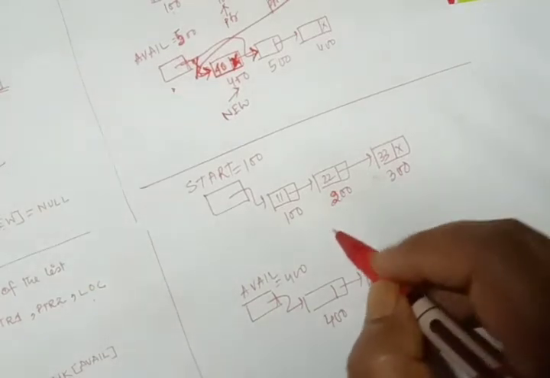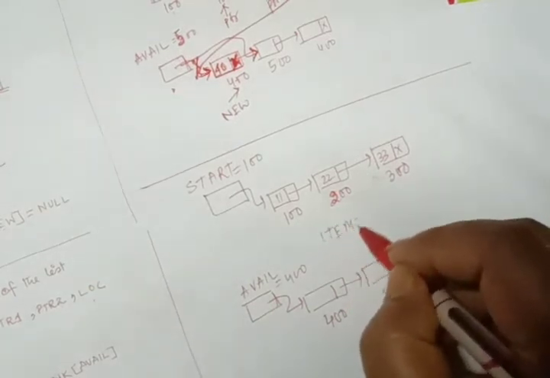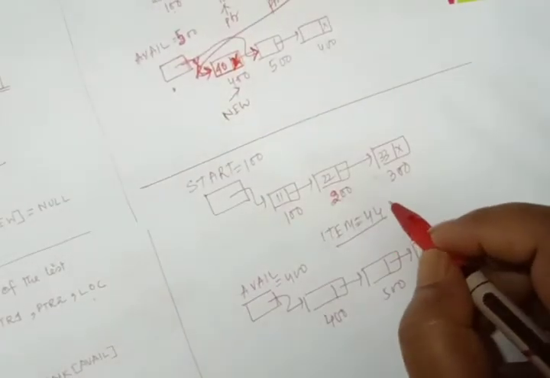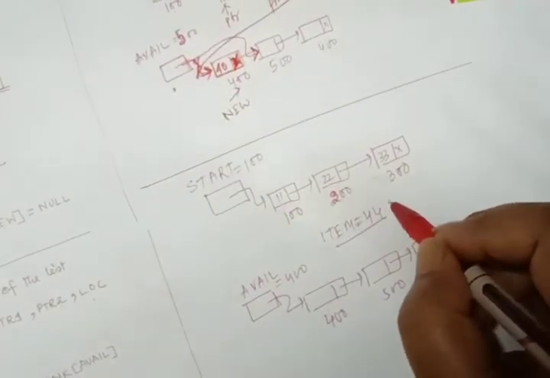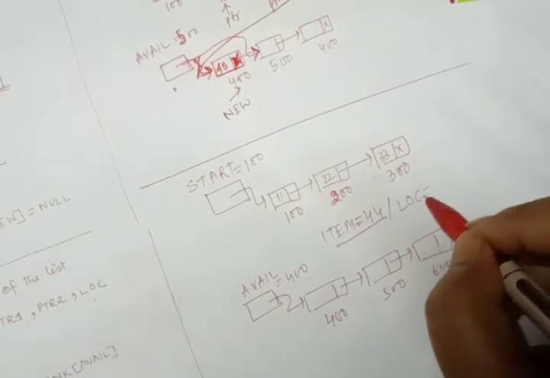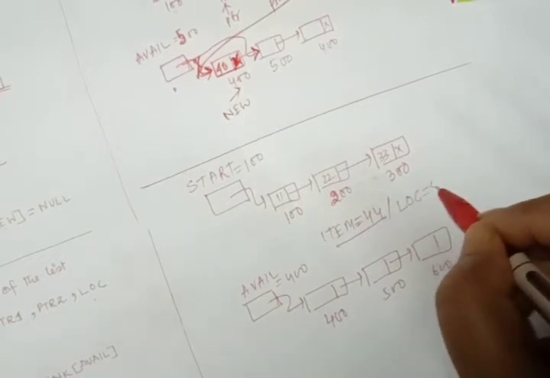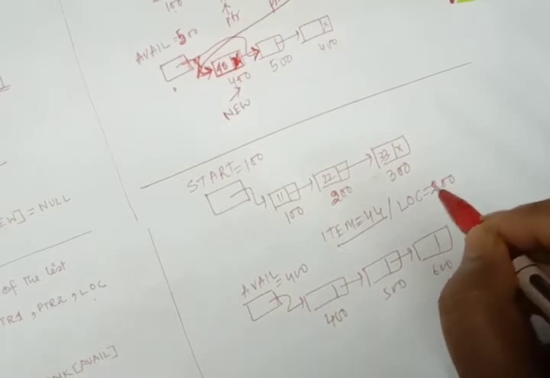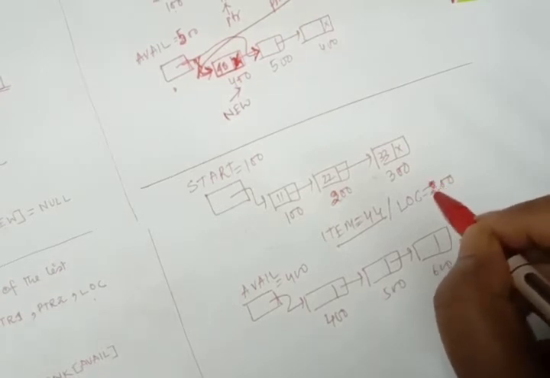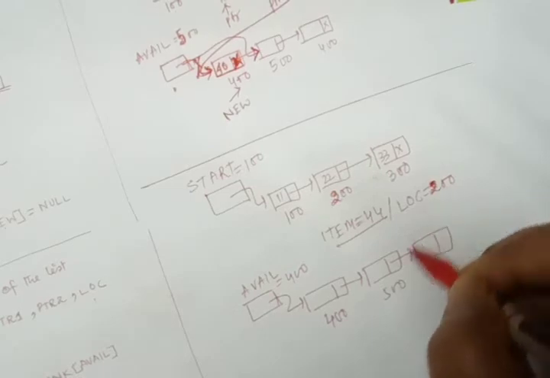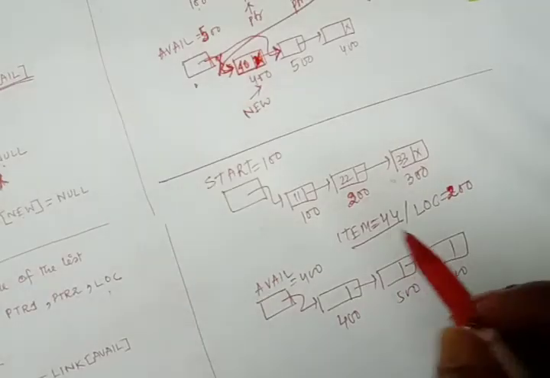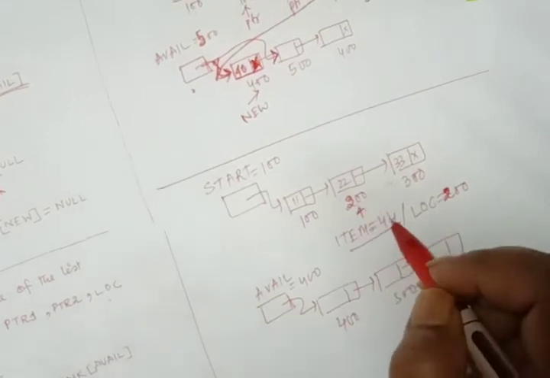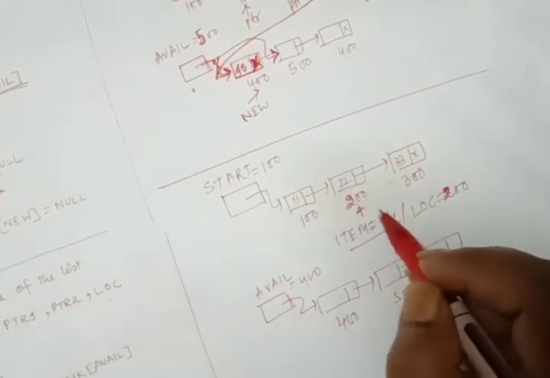Now suppose item is say 44, we have to insert that item, and the location is say 300, suppose 200. So we will insert that new item at the location 200. Here we will insert the new item.